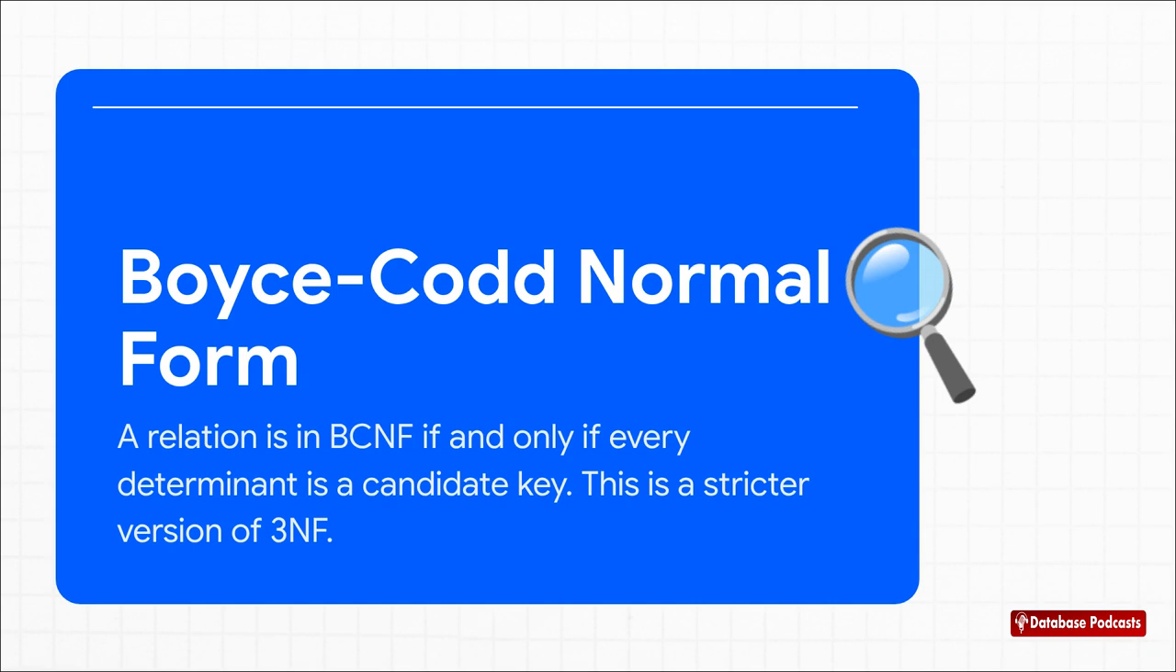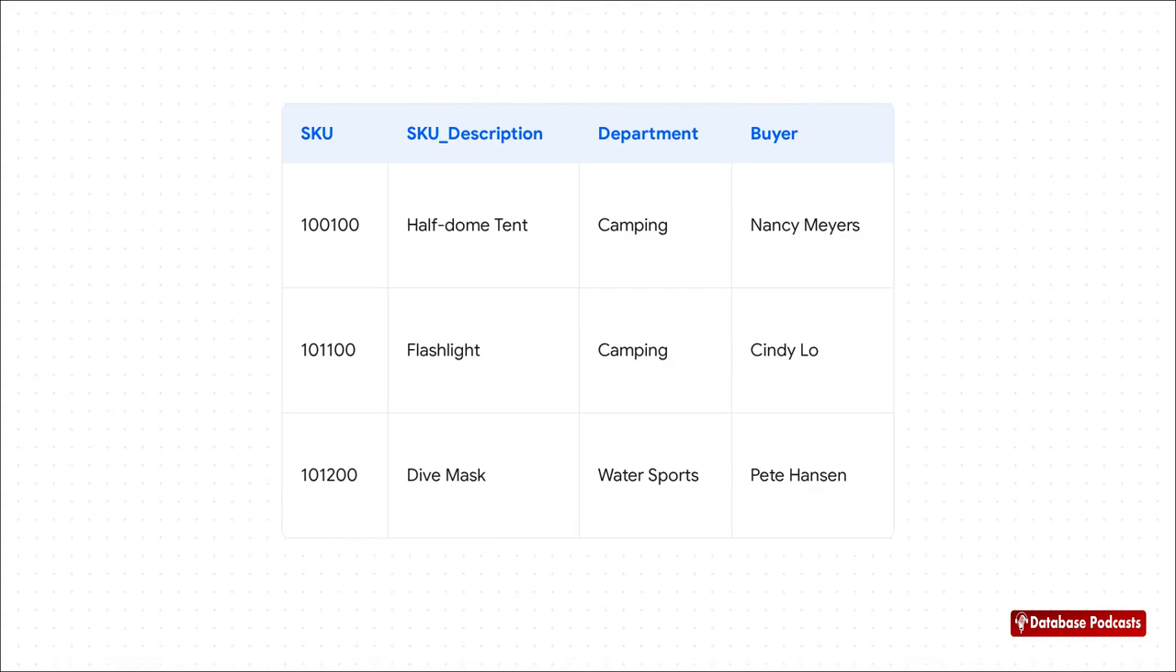That's it, no exceptions. Now, here's where it gets a little subtle, because this table here is actually already in 3NF, but it's still not perfect. Take a look at the relationship between buyer and department. Let's say in our company, each buyer works for only one department. So if you know the buyer, you know the department. Buyer determines department. But is buyer a candidate key for the whole table? Nope. And that is a BCNF violation, which can still cause anomalies.